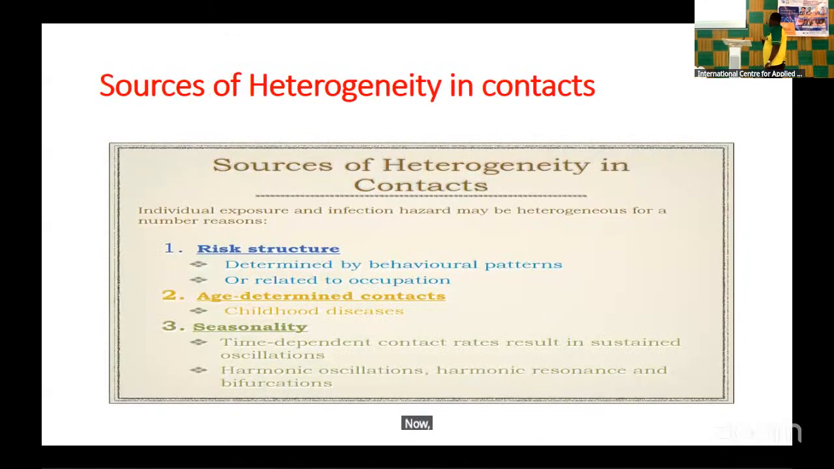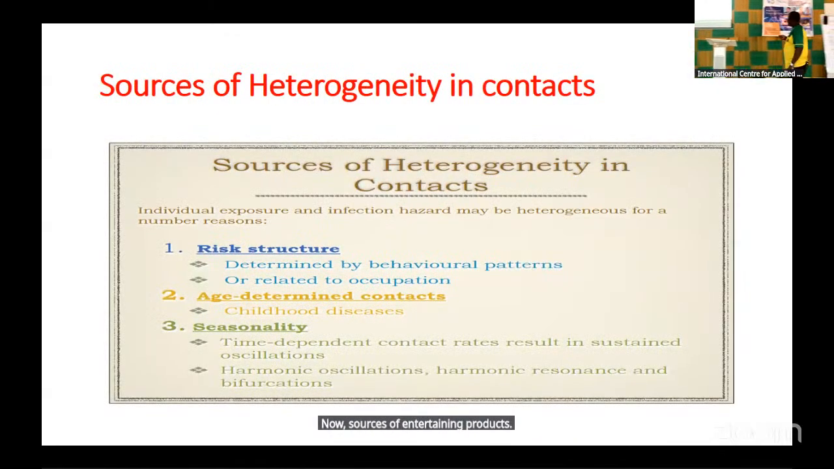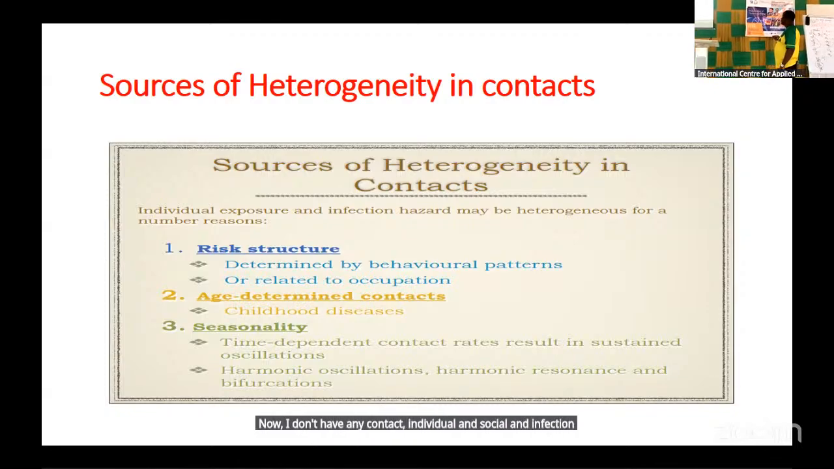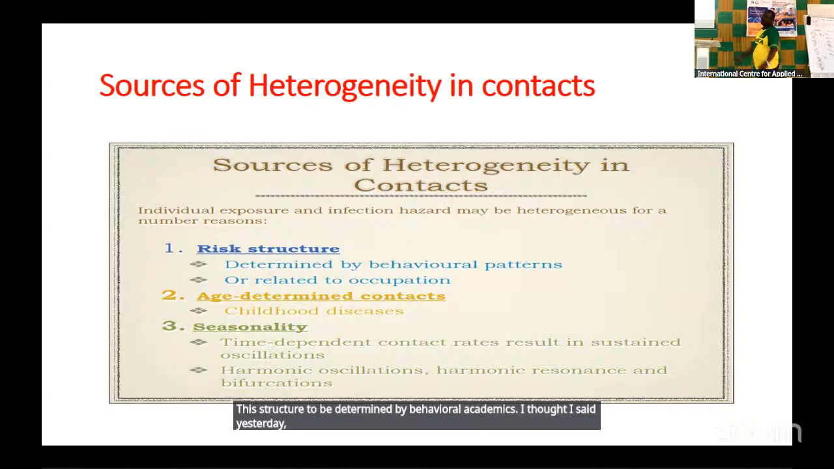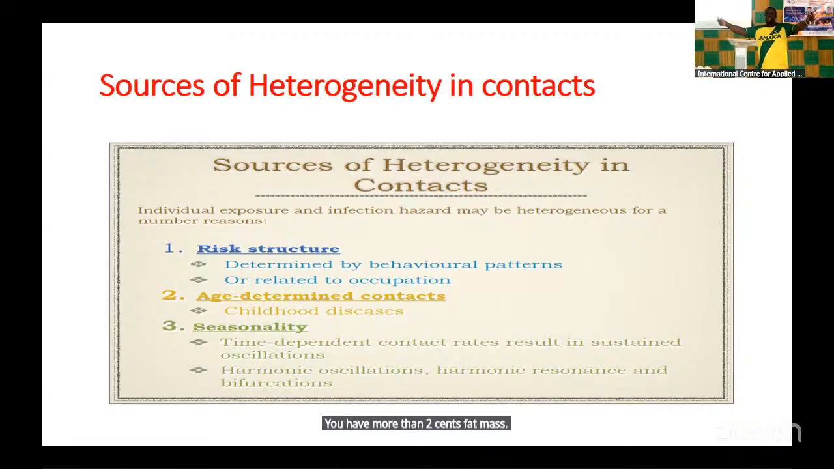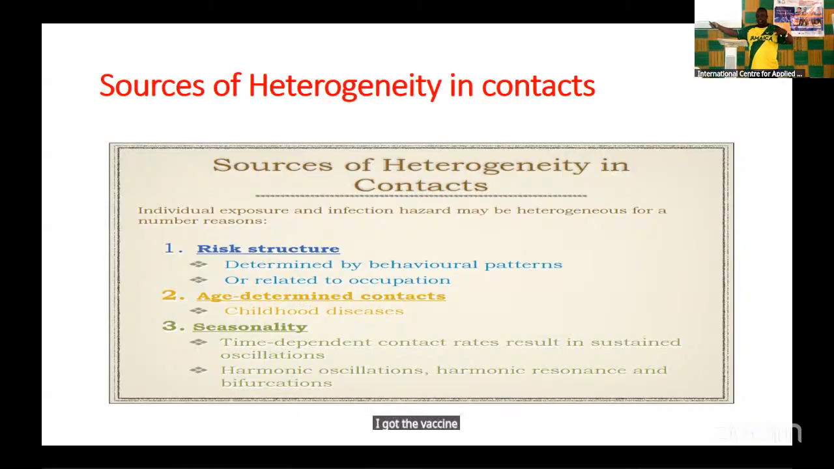Now, sources of heterogeneity in contacts. Heterogeneity in contact, individual exposure and infection hazard may be heterogeneous for a number of reasons. One, risk structure. It will be determined by behavioral patterns, like what I said yesterday: you have more than two sex partners, three, five sex partners. It's a behavioral attitude. It can influence anything in your life when it comes to infection, either contracting or transmitting.